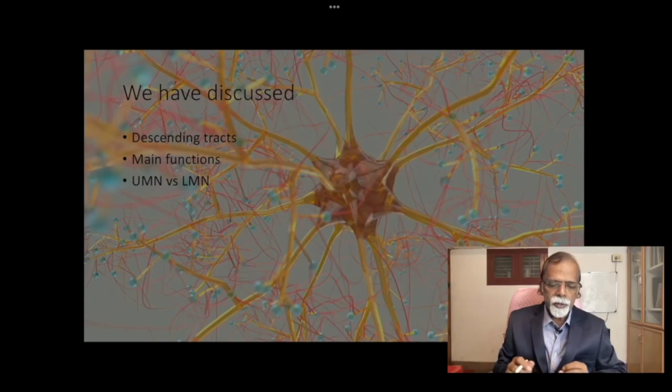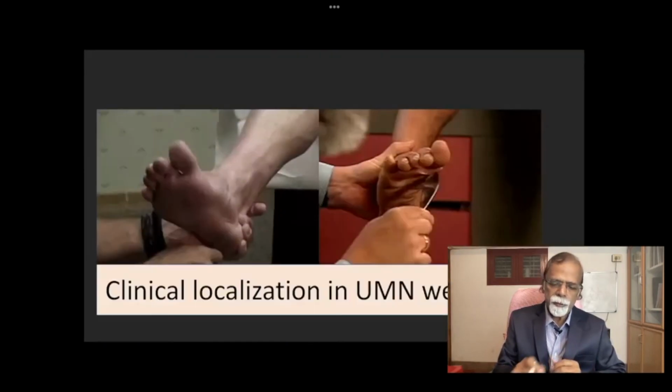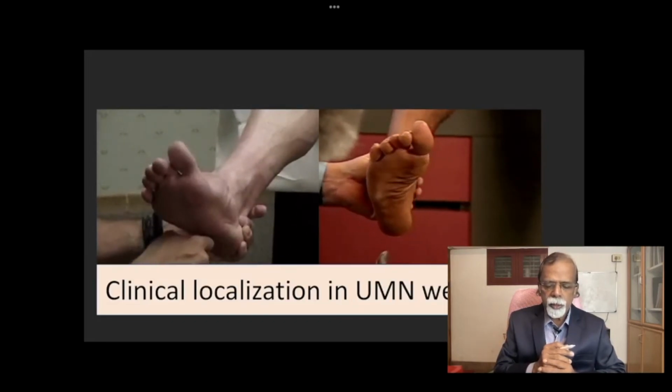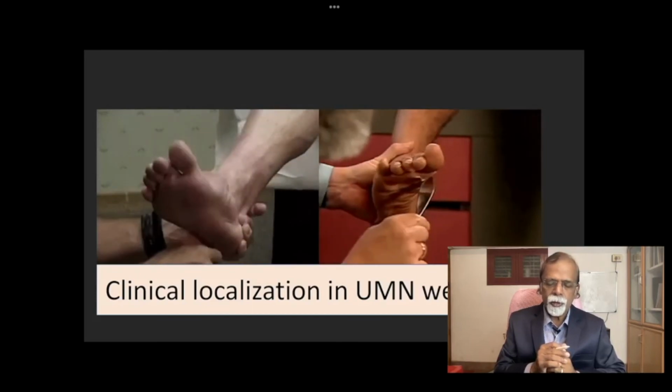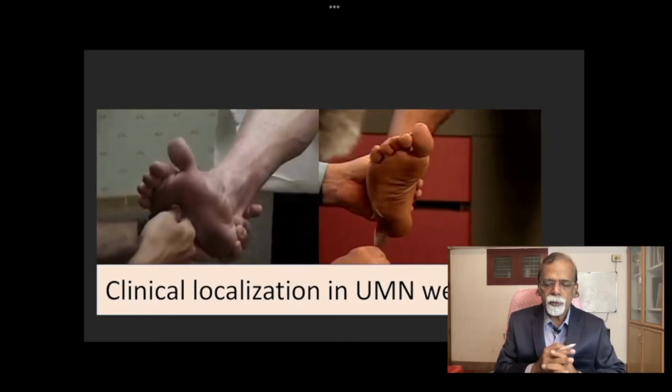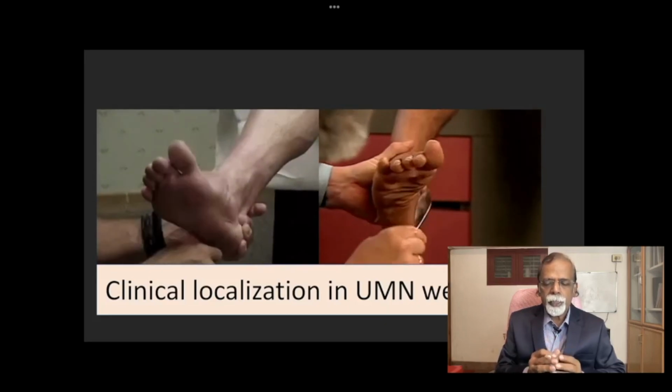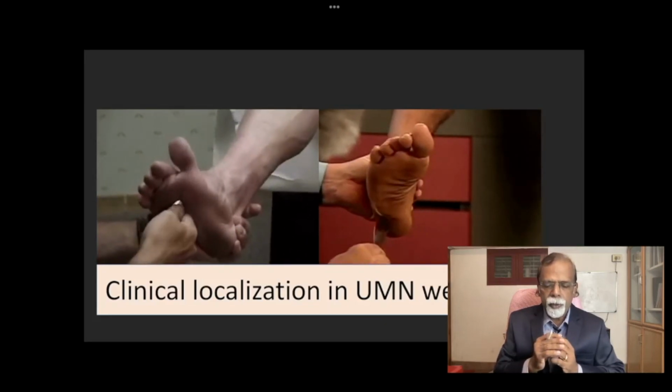So we have discussed the descending tracts, both pyramidal and extrapyramidal, their main functions, and a few words on the difference between UMN and LMN lesions. In the next session, we will be discussing clinical localization of UMN weakness and also the pathophysiology, or the basis, of the physical findings like extensor plantar, hyperreflexia and hypertonia.